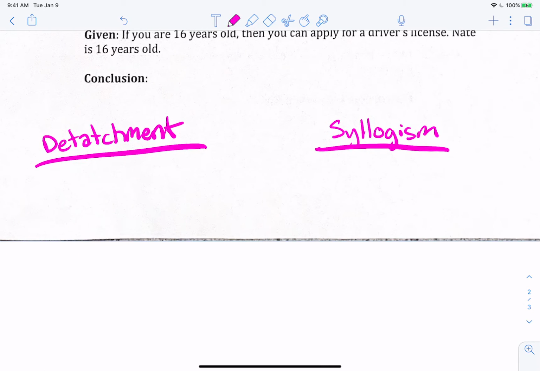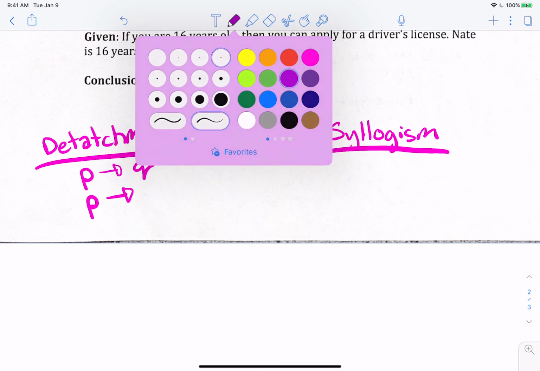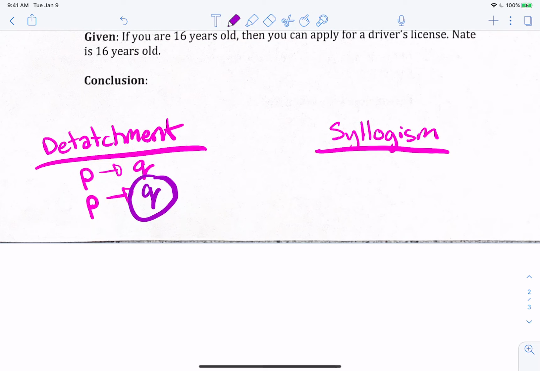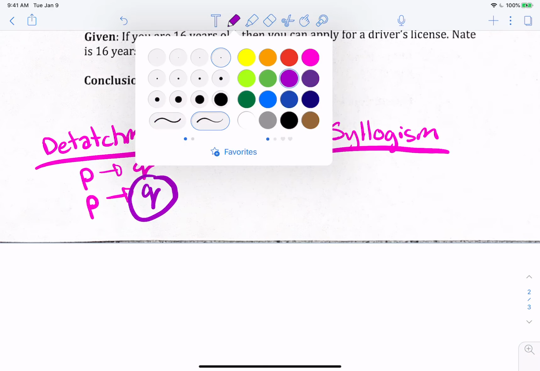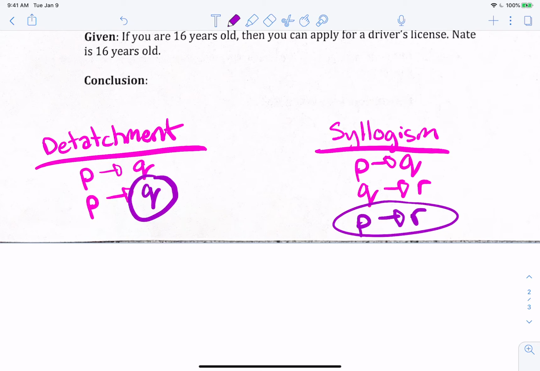The law of detachment, here's what they will give to you. They will give you P implies Q, and P, and you come up with the Q part. This is what you need to find. For the law of syllogism, they give you P then Q, Q then R, and you have to come up with P then R. This is the part that you need to find. That is your conclusion. So each one of these pieces that are in purple are the conclusion. Make sense?